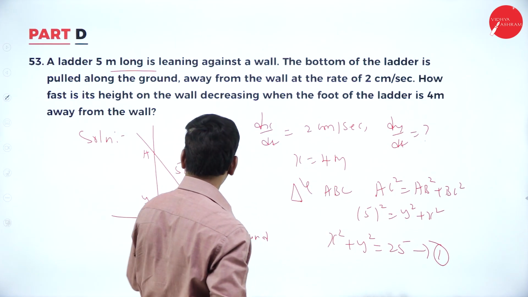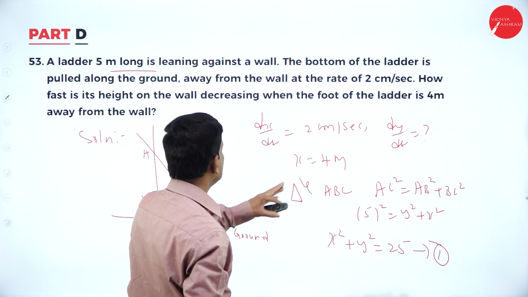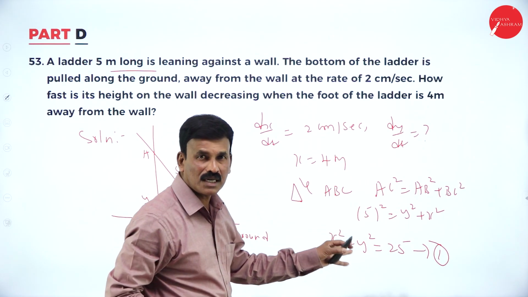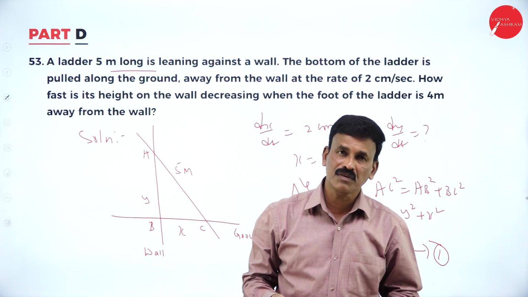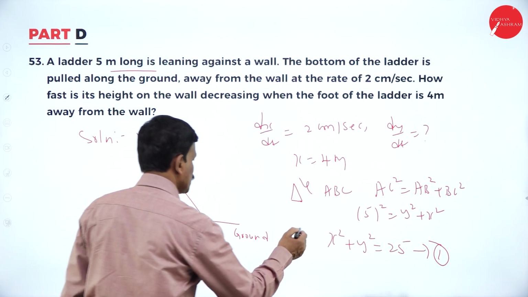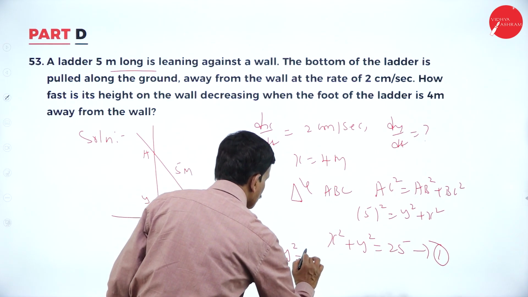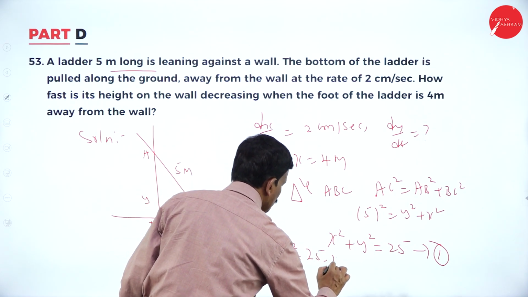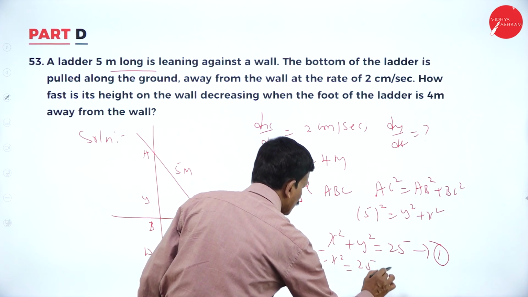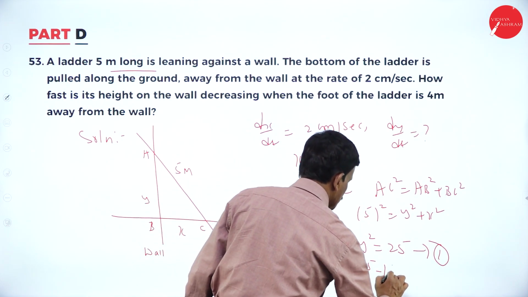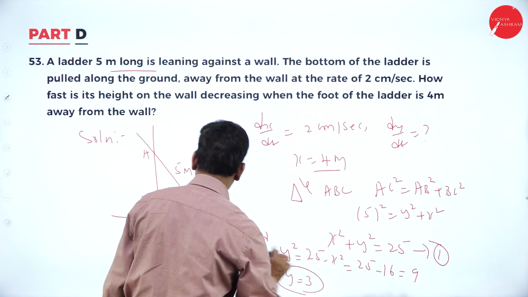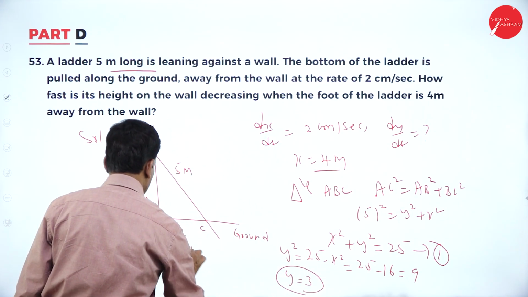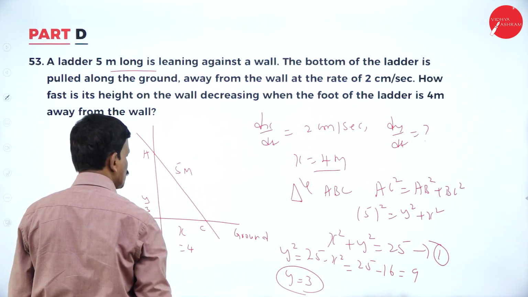Just substitute the value of x. What is x here? X is equal to 4 meters. You will get the value of y, and then differentiate it. You will get the required answer. From this, y square is equal to 25 minus x square. 25 minus, put x is equal to 4, that is 16, so 9. So y is equal to 3. So x is equal to 4, y is equal to 3.